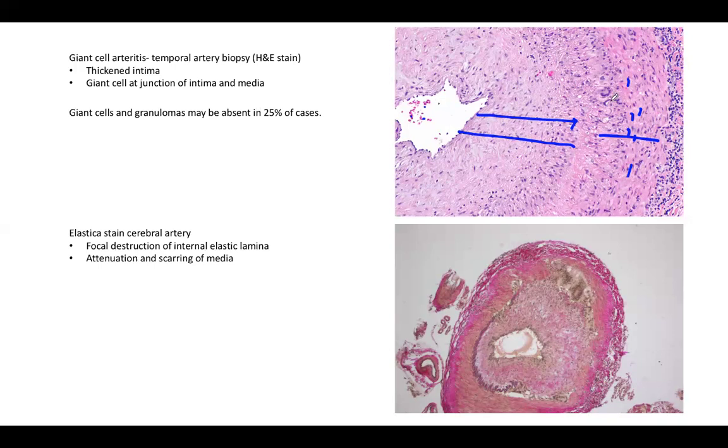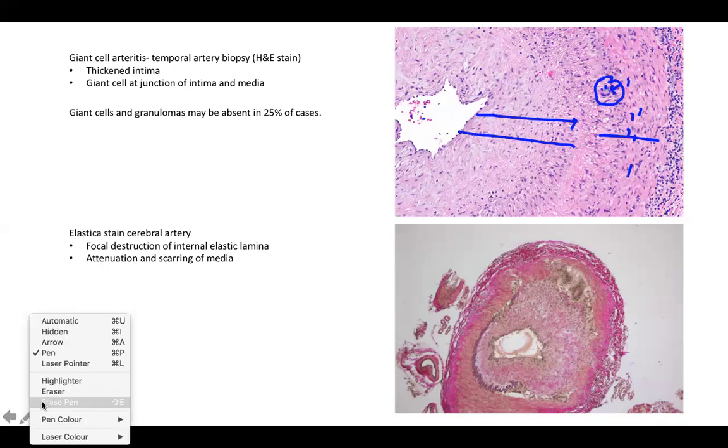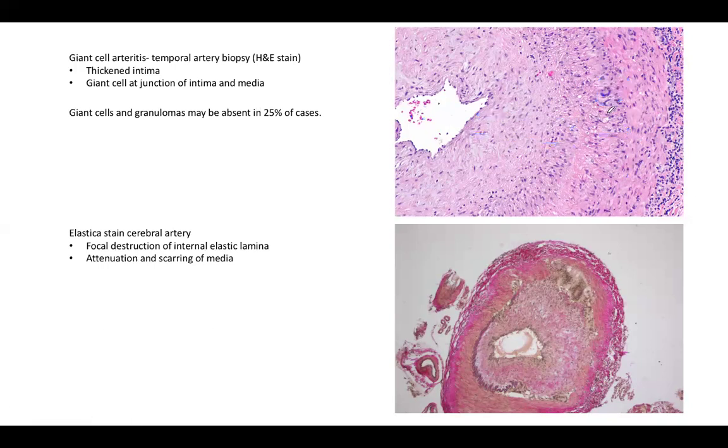Then here we can see a multinucleate giant cell. We can see there are many nuclei in this giant cell. There is only one giant cell. If we can identify this, it will be very good, but it's not necessary. And this is the thickened intima with giant cells. Giant cells and granuloma are absent in 25% of cases.